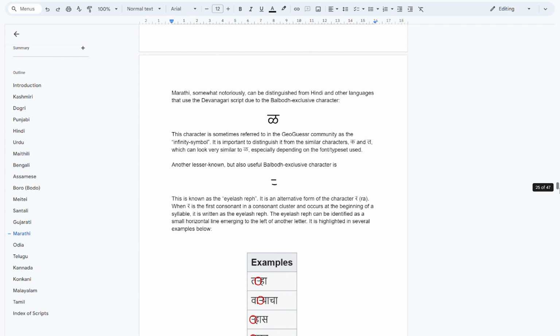So, somewhat notoriously in the GeoGuessr community, this is probably one of the most well-known Indian language tips. Balbod script used to write Marathi has this exclusive character. If we want to get technical, it's a voiced fricative. I believe a voiced alveolar fricative, if we're being very, very technical. But essentially, you can just think of it as the infinity symbol. So it looks like a closed infinity loop.